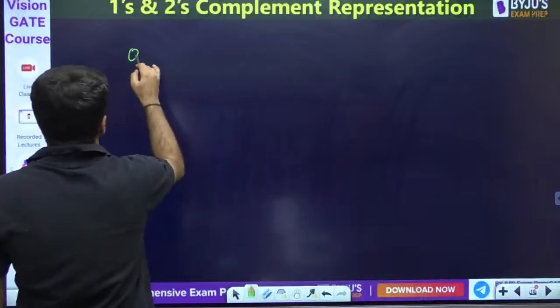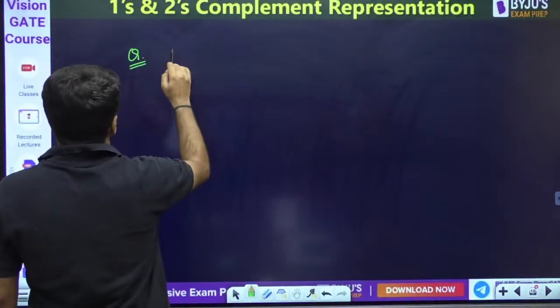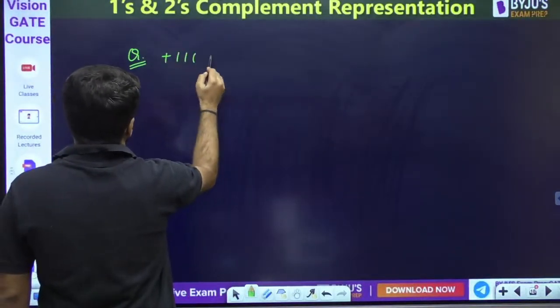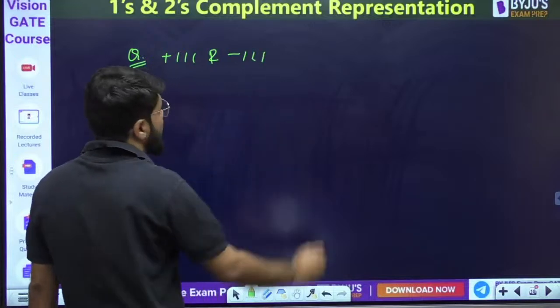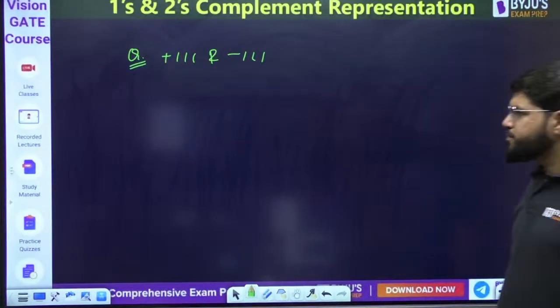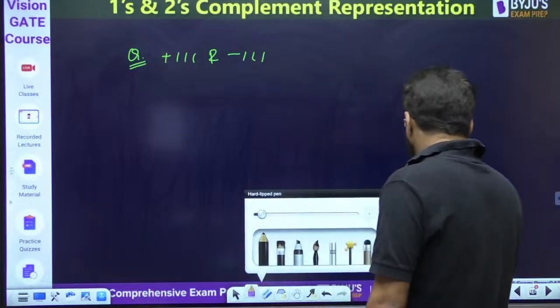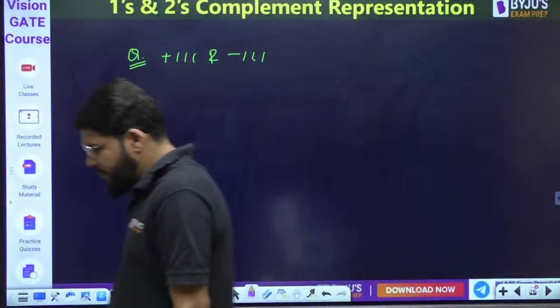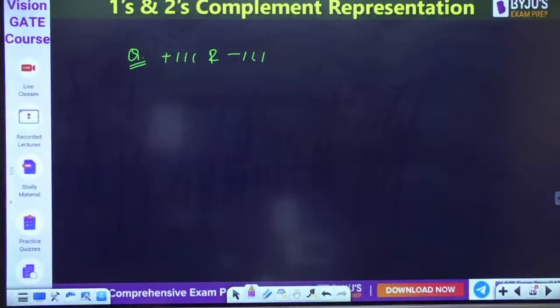Next numbers. Again, 8 bit only. You have to consider 8 bit. Next, write down plus 111 and minus 111. Can you give me the answers? Come on, everybody, let's do it quickly.